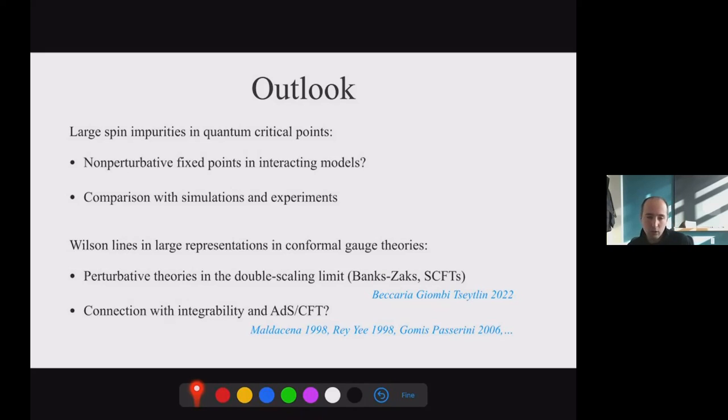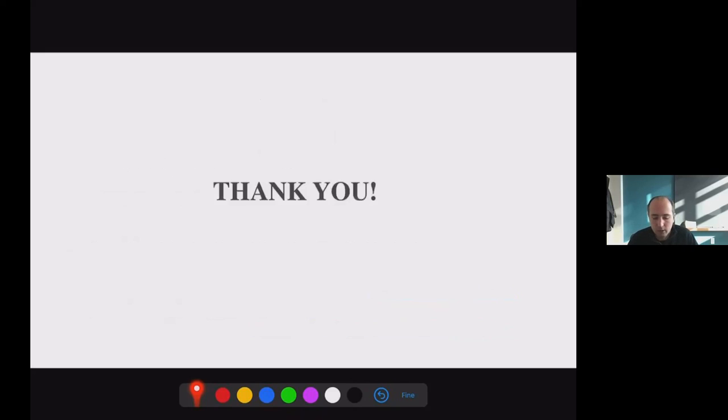Perhaps the most intriguing question concerns the connection between this effective field theory idea and semiclassical ideas with integrability and holography. So these saddle points we find in standard gauge theory probably should correspond to some geometries with large backreaction from D-branes or something. It would be nice to make this connection precise in that context. That's all. Thank you.